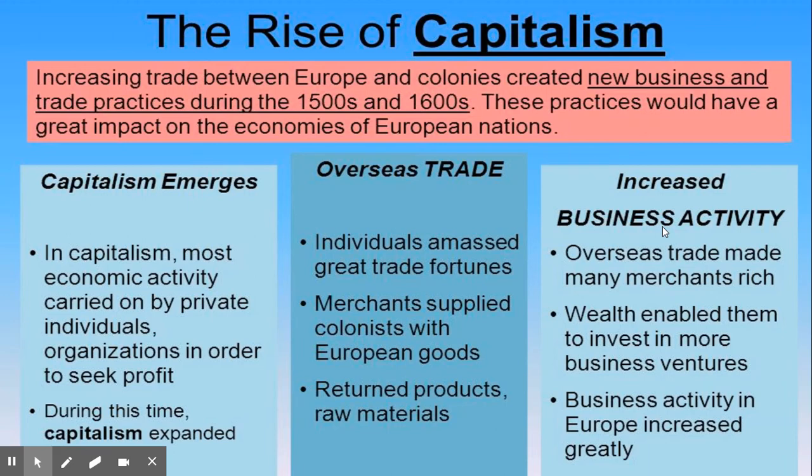So the shipping became very, very important. Merchants supplied colonists with European goods, the finished goods, and in return, the colonists gave them raw materials. So increased business activity, overseas trade made many merchants rich. This wealth enabled them to invest and actually buy more businesses, and business activity in Europe increased greatly.